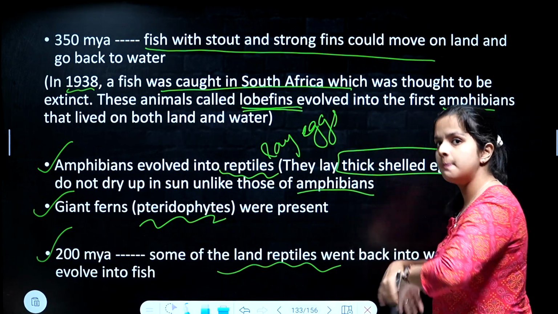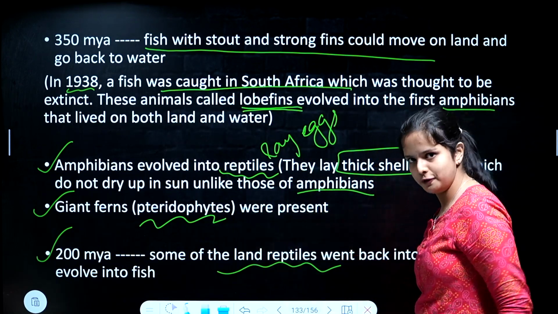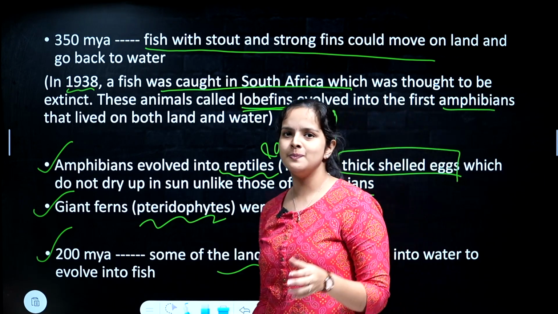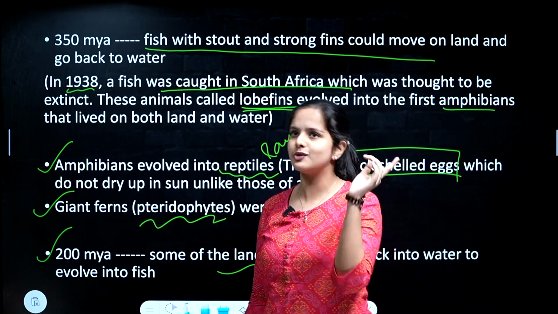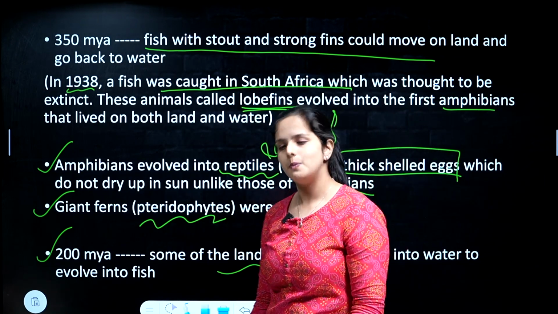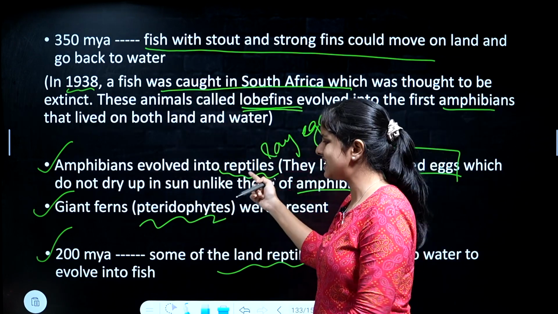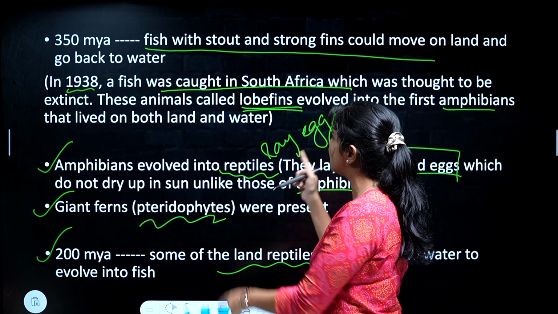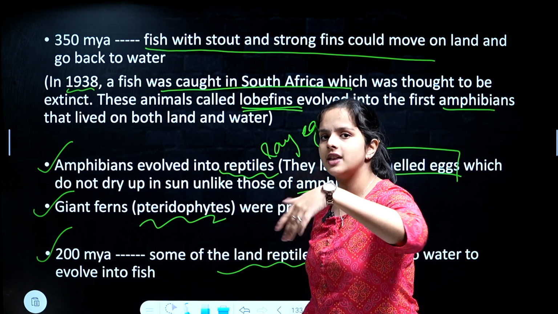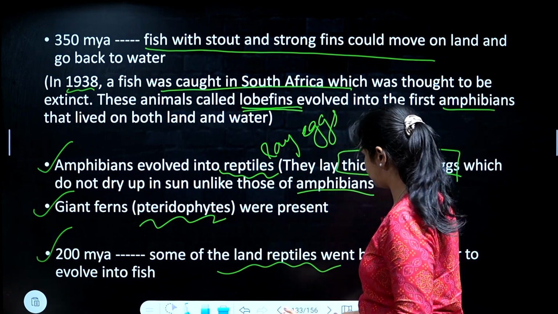Then at 200 million years ago, some of the land reptiles went back to water to evolve into fish. That is very weird, right? We never thought the reptiles would go back to water and then become fish again, but yes, they did. 350 million years ago amphibians became reptiles, and then 200 million years ago reptiles went back to water and evolved into fish.